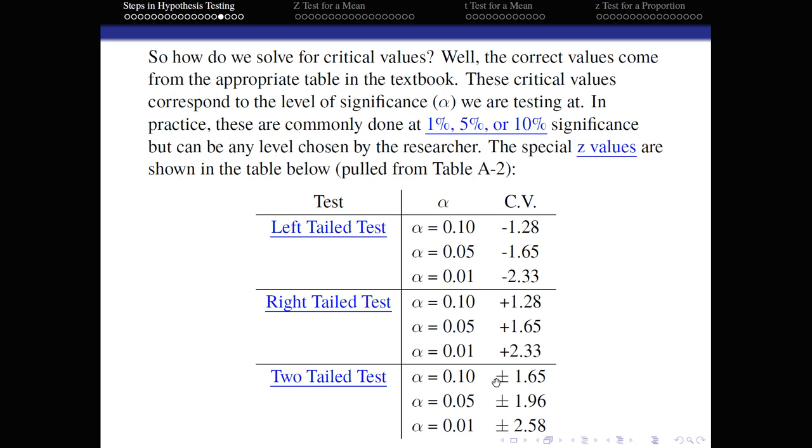Note that for the two-tailed test, these are both positive and negative. So remember, on the curve, we've got a cutoff on the left and a cutoff on the right. So for the cutoff on the left and the cutoff on the right, it's going to be positive 1.65 on the right and negative 1.65 on the left if our alpha is 0.10, and so on and so forth.